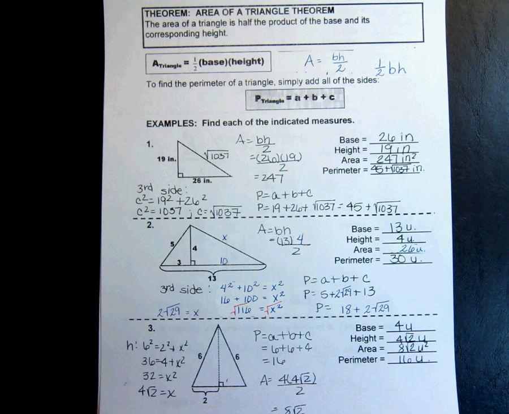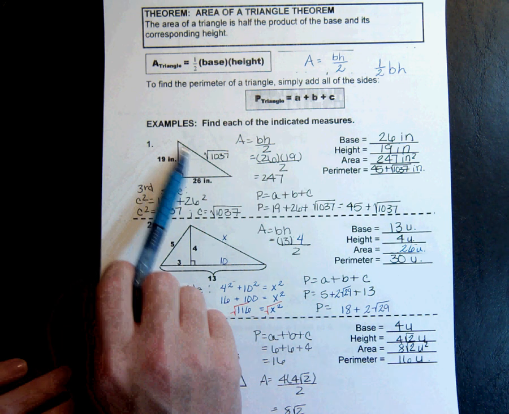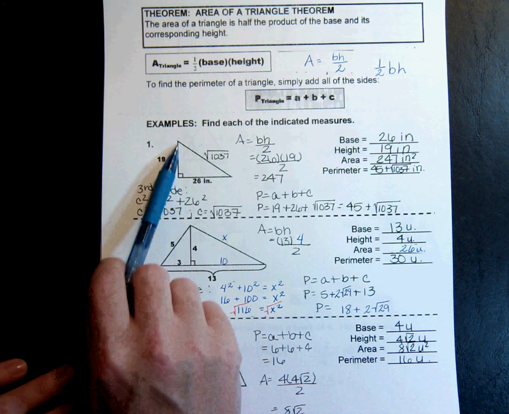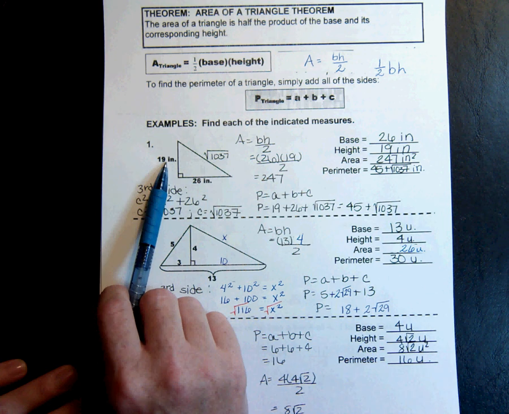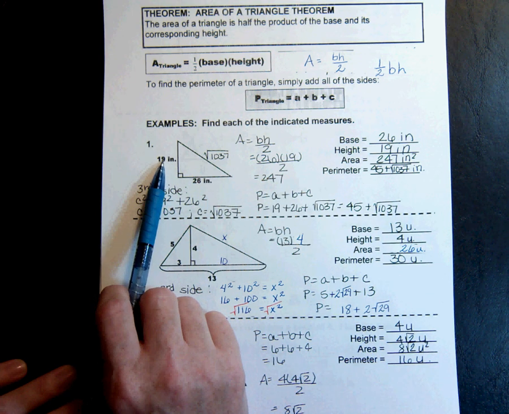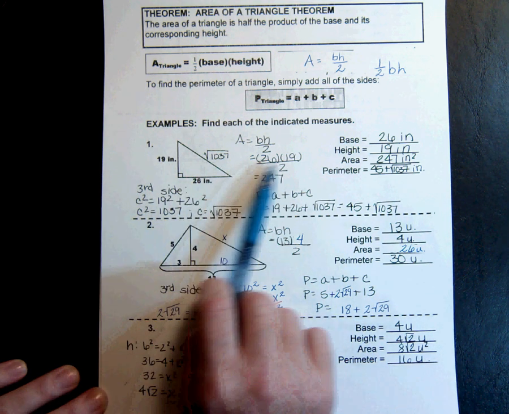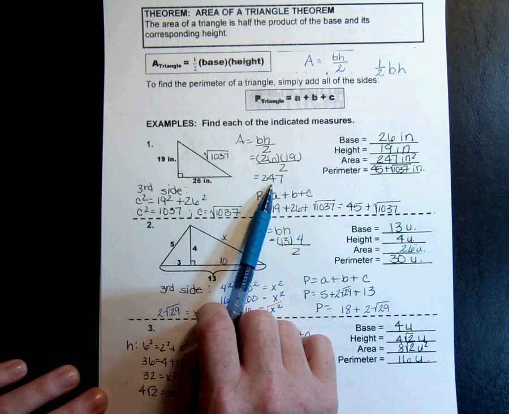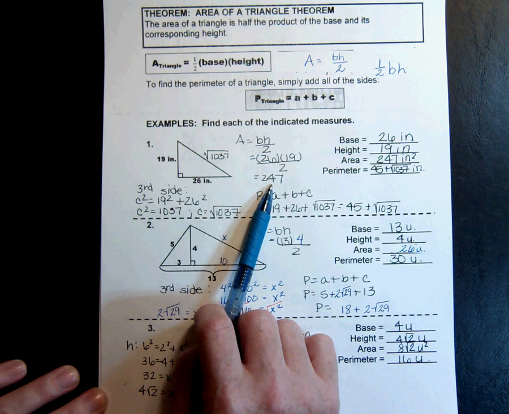Okay, to find the perimeter of a triangle, simply add all of the sides. So your perimeter would just be adding up, walking around the triangle, looking at all the different side lengths. So for this one, the area you would find by multiplying 19 times 26 and dividing by 2. So the area is 247.